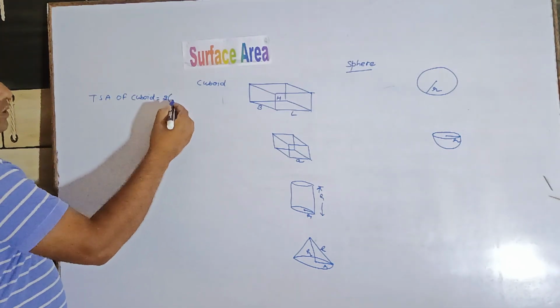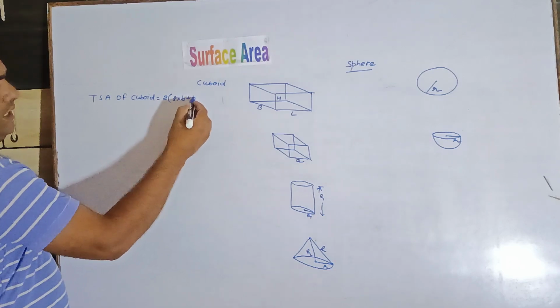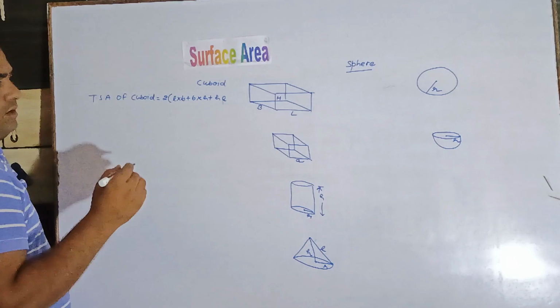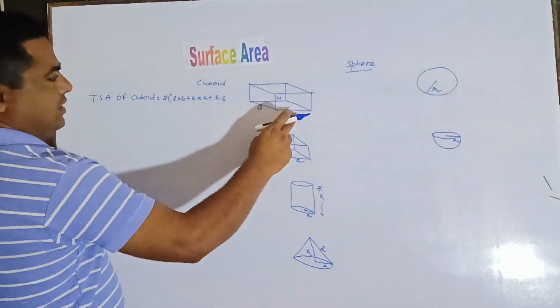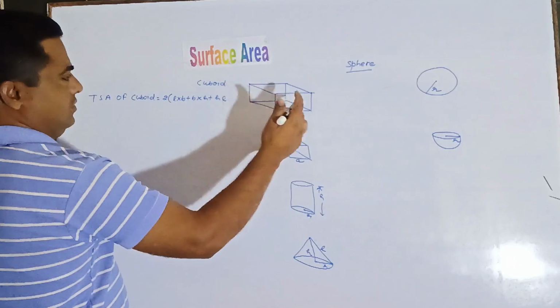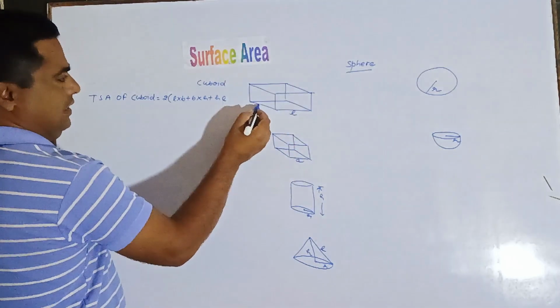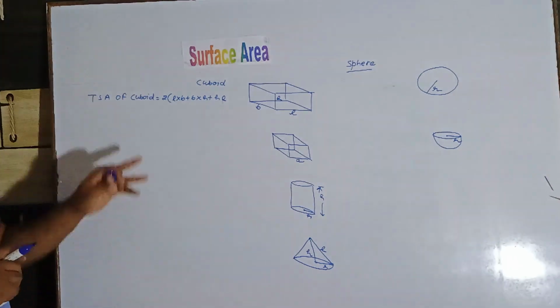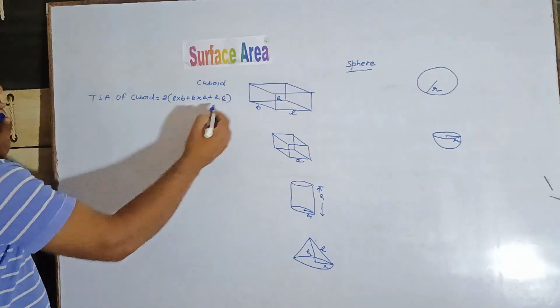This will be 2 in bracket l into b plus b into h plus h into l, if length, breadth and height are l, b and h. So total surface area will be 2 (lb + bh + hl).